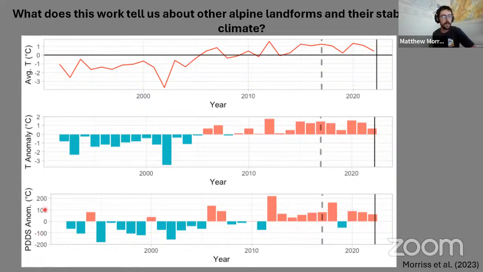And then another measure here, this is positive degree day sums, which is a helpful measure for snowmelt. We're having increasing positive degree day sum anomalies, where we're having more rapid snowmelt than in the past. Again, all of this could contribute to more groundwater, more water availability to change the stability of alpine landforms.